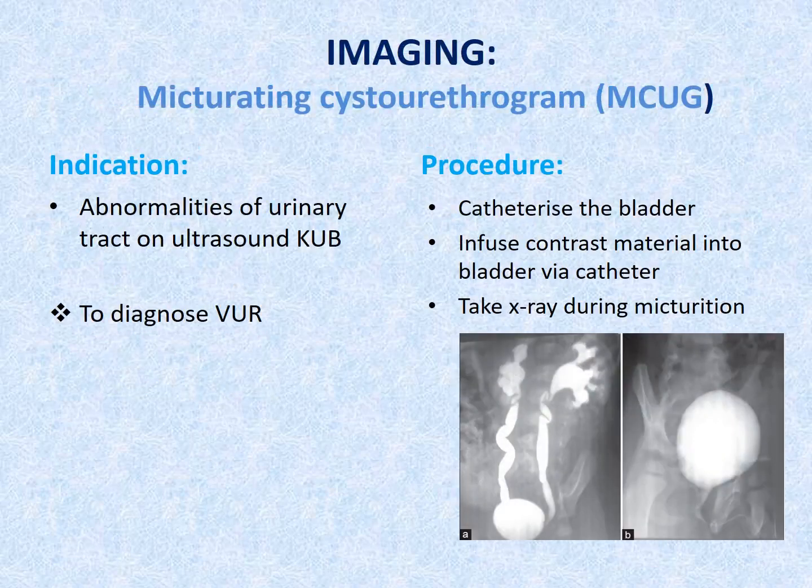Micturating cystourethrogram is indicated in a child with UTI when abnormality of the urinary tract is detected in the ultrasound. It is used primarily to diagnose vesicoureteric reflux. The procedure involves catheterization of the bladder. Then contrast material is infused into the bladder via the catheter. Subsequently, X-ray is taken when the child is micturating. In this picture, the X-ray on the right is normal, whereas the one on the left shows evidence of severe bilateral vesicoureteric reflux with hydroureter and hydronephrosis.